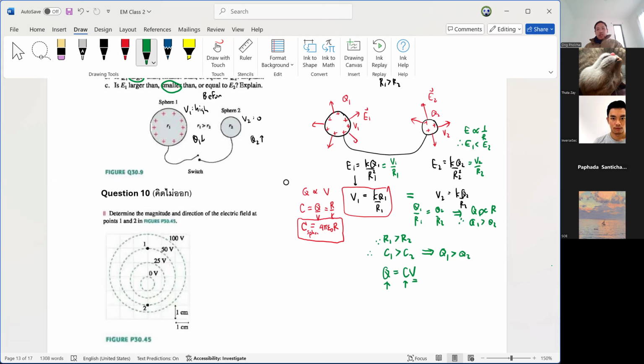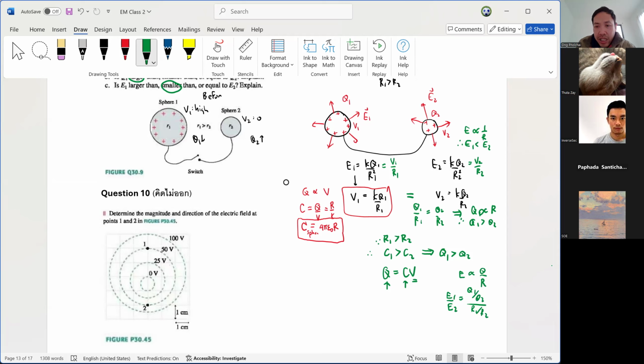Q2. So we can also use this to get the answer for questions B and C. Make sense? So because Q1 is larger than Q2, we have E is proportional to Q over R. So then E1 over E2 will be Q1 over Q2 divided by R1 over R2.